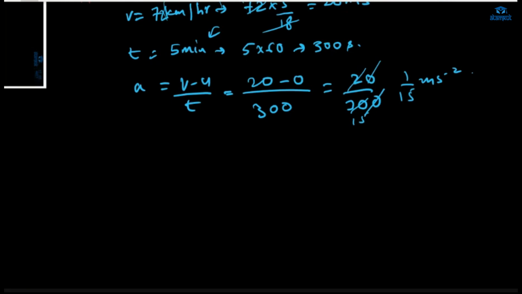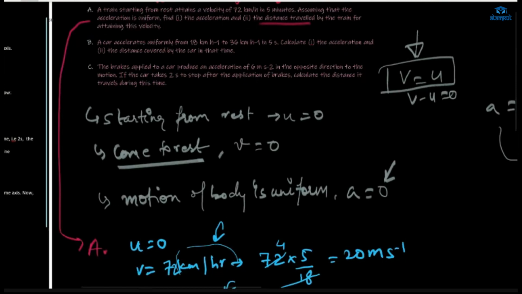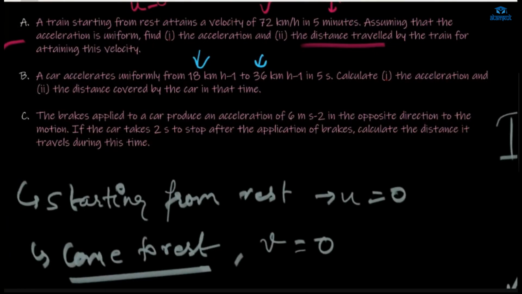I'll be home. Okay. So this is our answer: a is equal to 1 by 15 meter per second square. Let us come to question B. A car accelerates uniformly from this to this. Ma'am, this question is not visible. Is it visible now? Yes, ma'am.